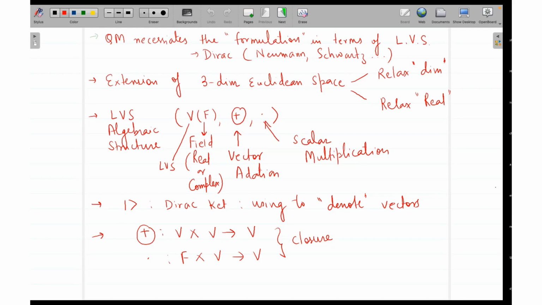If you take one vector and add to it another vector, then the corresponding result will be a vector in the same vector space. It will not go out of it. It will remain in the same vector space. Remember it from the three-dimensional vector: addition of two three-dimensional vectors will still be another vector. And for scalar multiplication, if you multiply a vector by a scalar, then it will again be a vector. So these are the two famous closure properties.